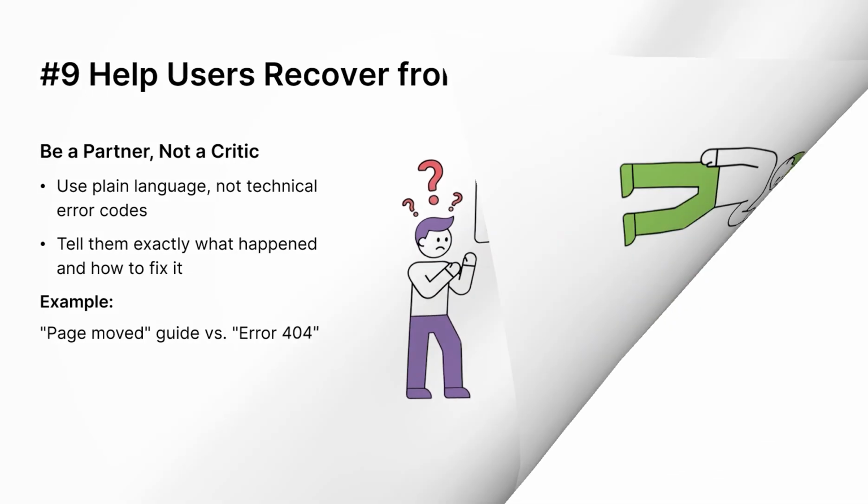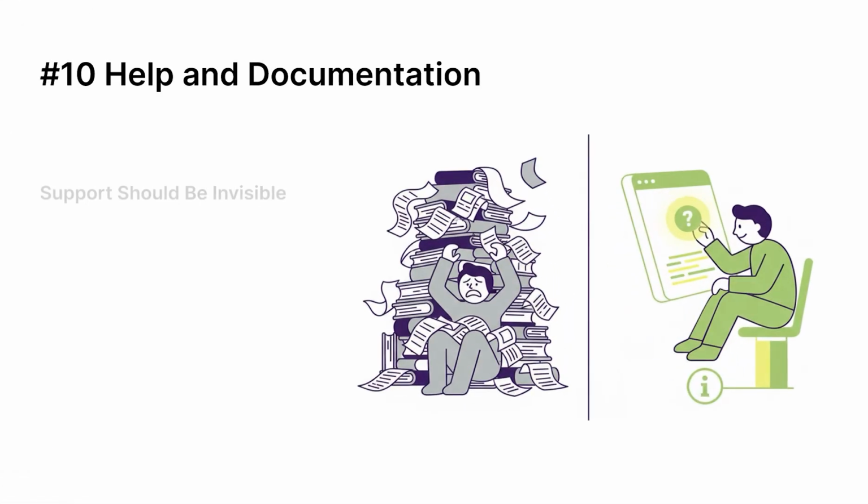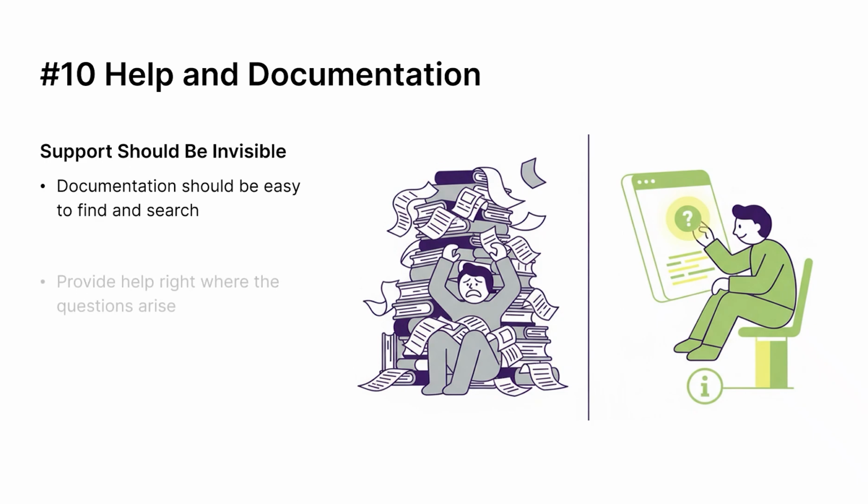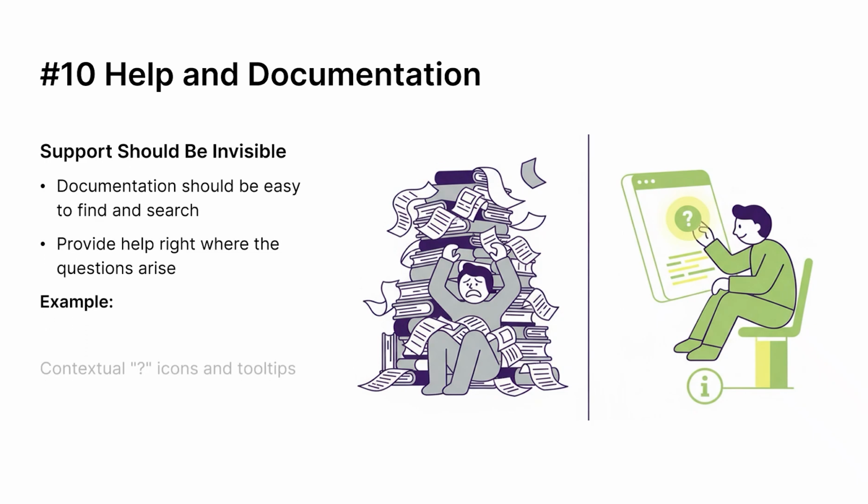And number 10, help and documentation. Nobody wants to read a manual, but when they're stuck, help should be easy to find. The best help is contextual. When filling out a complex form, a small icon next to confusing fields beats a 50-page PDF manual. Here's what works. Place help where people actually get stuck, not just buried in a help center.